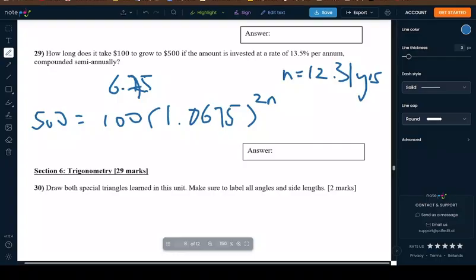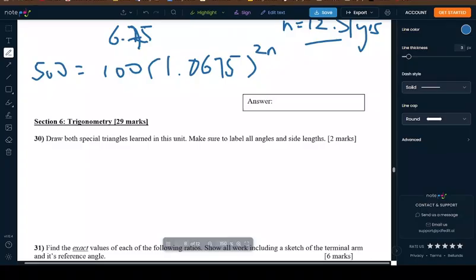So let's work backward and check. 12.31 times 2, and we get 1.0675 to that power, times 100. So in 12.31 years, we get 499.36. Close enough because we rounded.